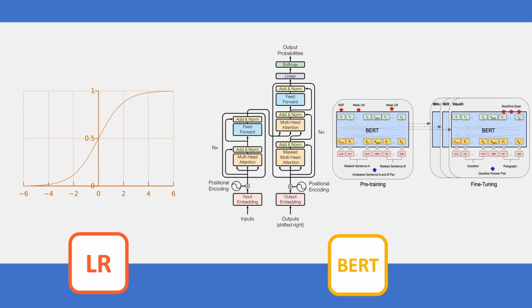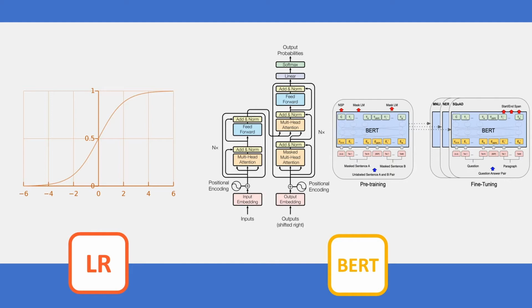In regression analysis, logistic regression is estimating the parameters of a logistic model. Mathematically, a binary logistic model has a dependent variable with 2 possible values, such as pass or fail, which is represented by an indicator variable, where the 2 values are labeled 0 and 1.